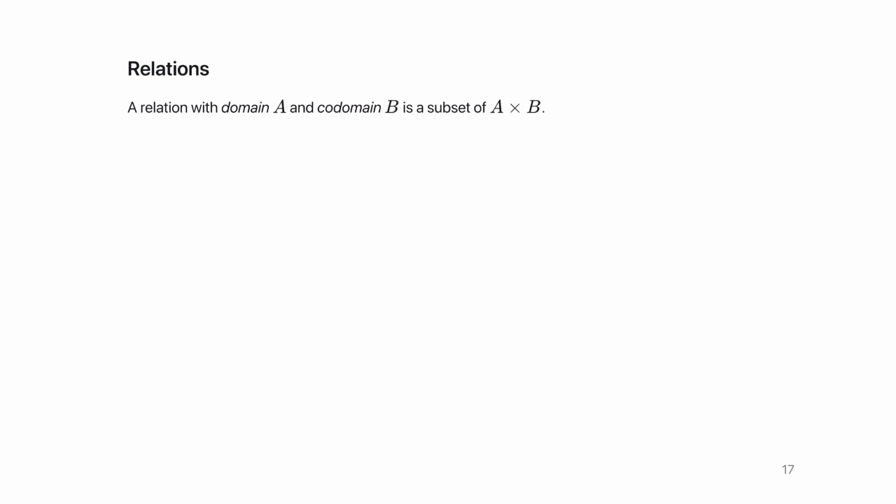So, before we talk about a function, we have to talk about what a relation is. Okay? So a relation with domain A and codomain B is a subset of the Cartesian product of A and B. So you've probably heard of functions and relations before. My guess is they probably weren't defined this way. But let's look at an example.